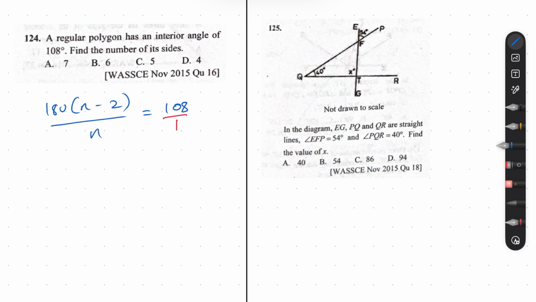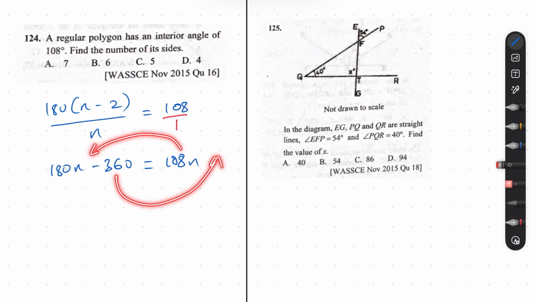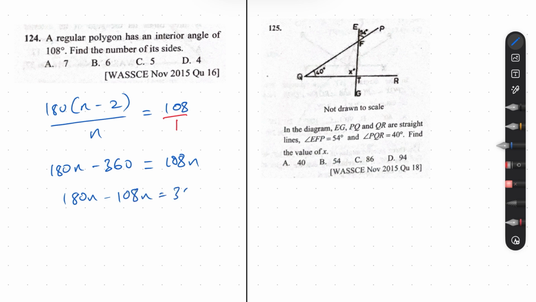So we have 180n minus 360. We expanded this, okay, to get this. It's equal to what? 108n. Cool. All right, so we just need to rearrange the equation and then we solve for n. So 180n minus 108n should give us 360. So we have 72n equal to 360.